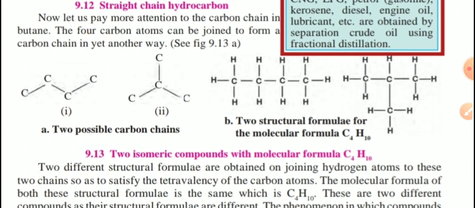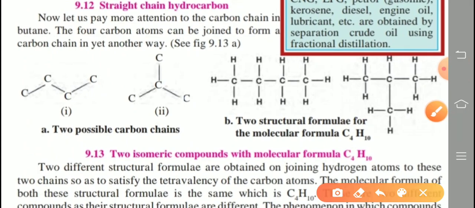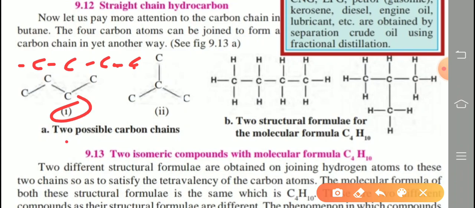Now let us pay more attention to the carbon chain in butane. The 4 carbon atoms can be joined to form a carbon chain in yet another way. So all 4 carbons are joined in a straight line. This is the first one. 2 possible carbon chains. So that is a straight chain hydrocarbon, straight chain butane.